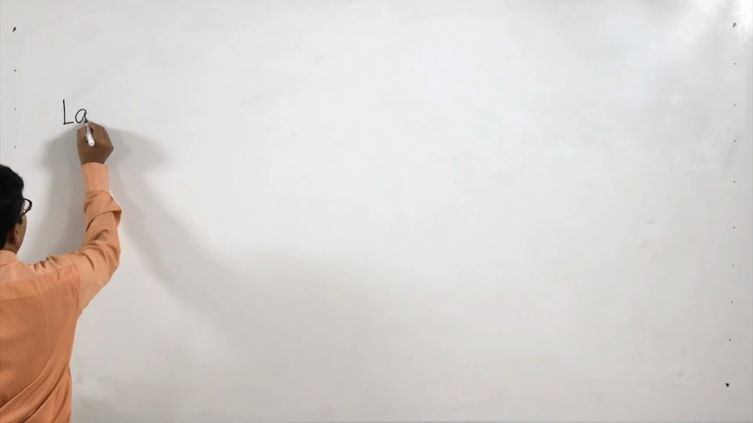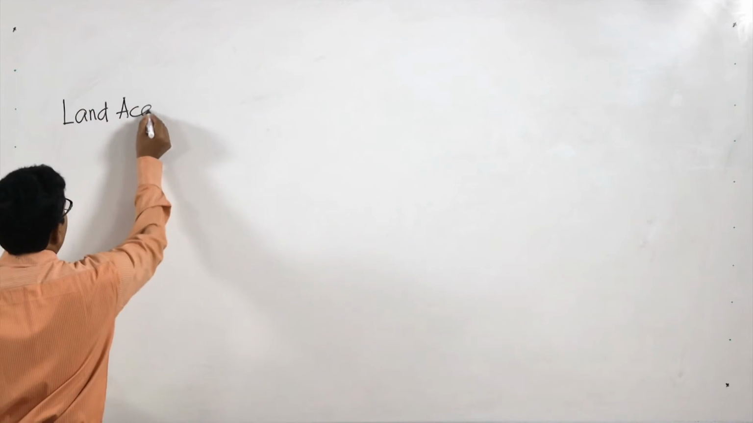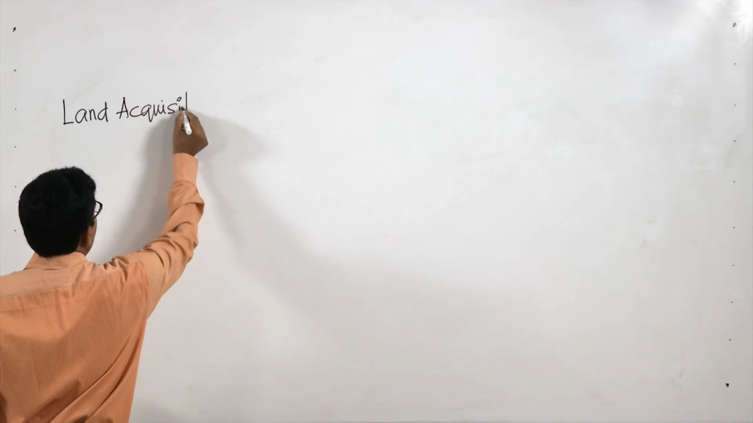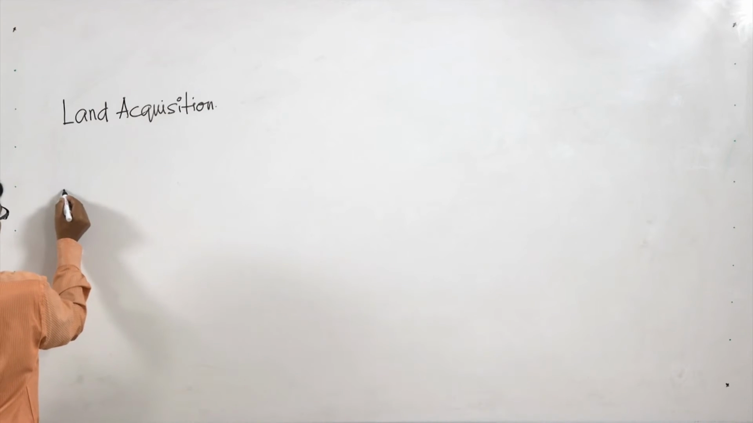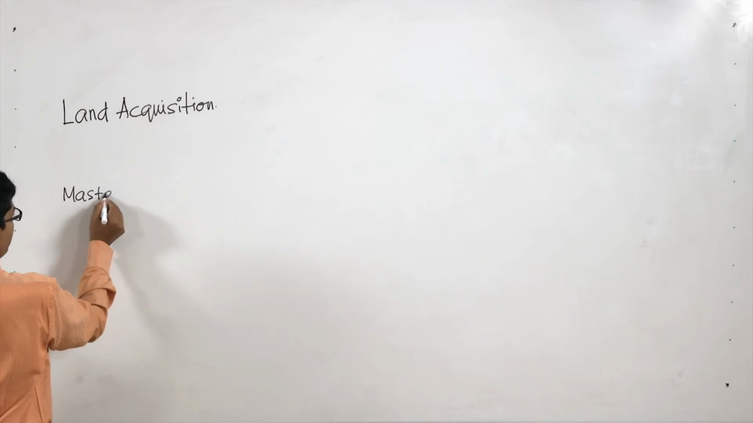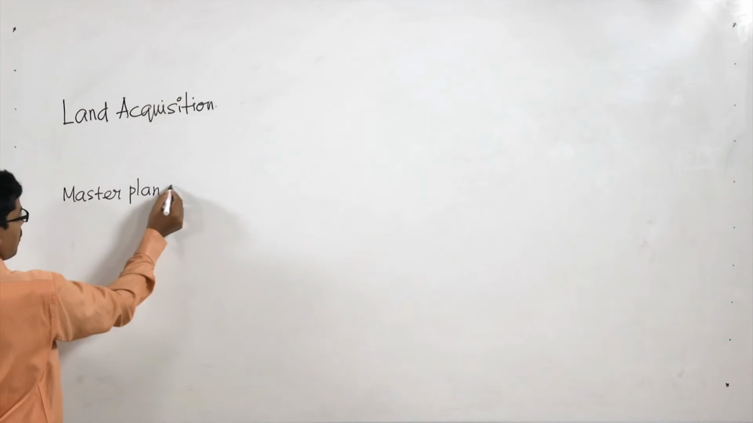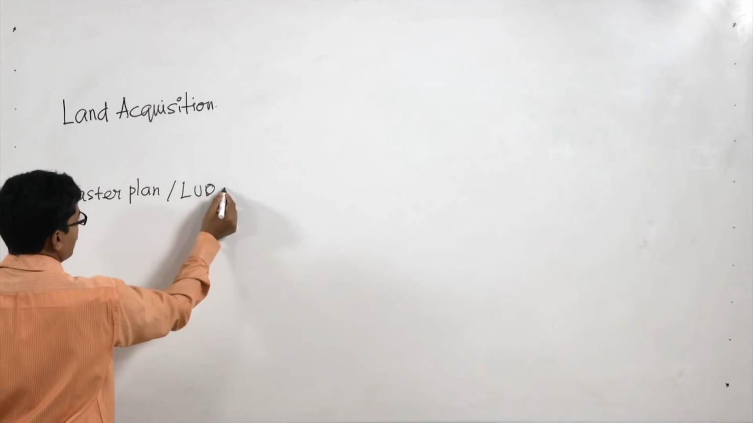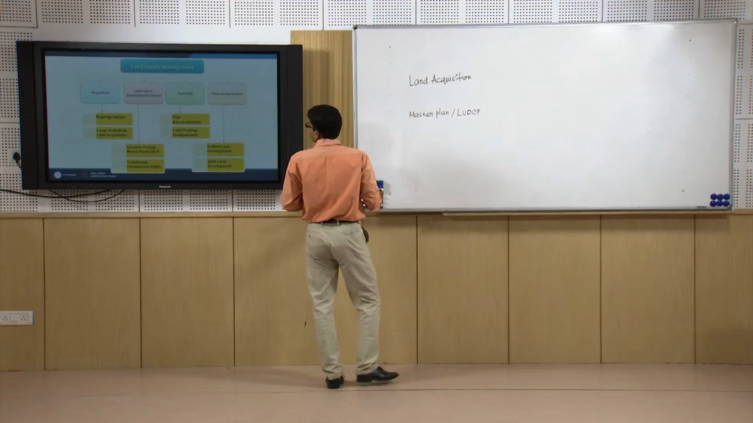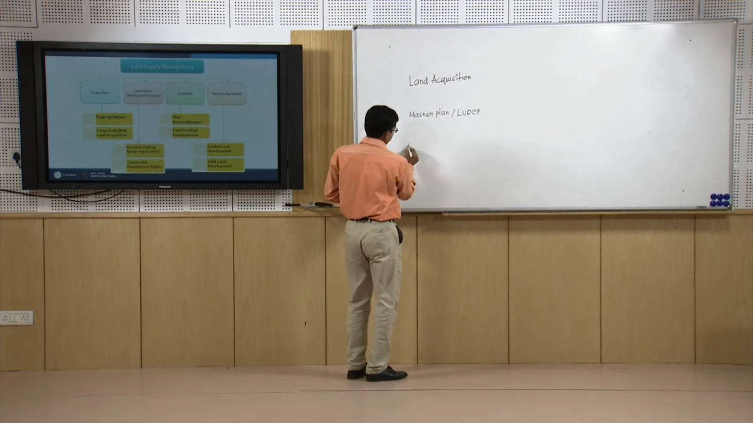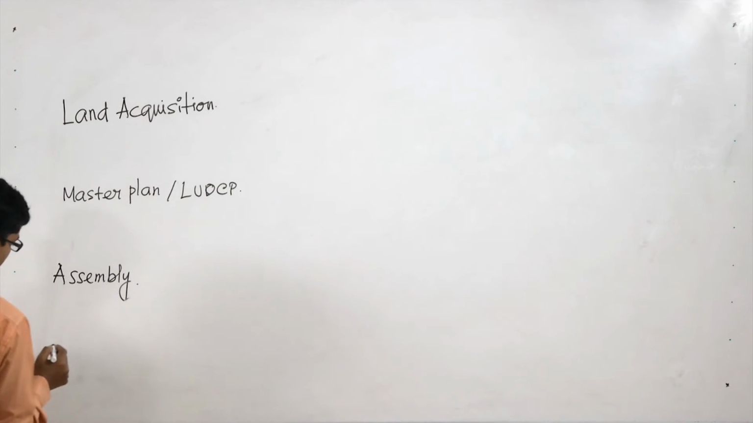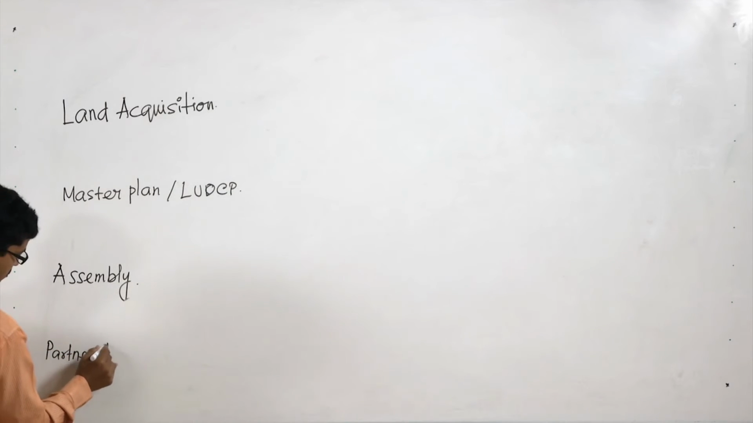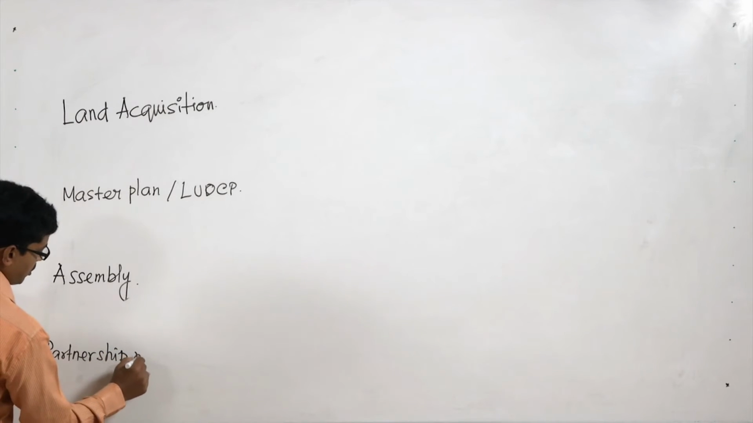So, the first category is land acquisition. And then we have the master plan or LUDCP. And in the next method we have seen plot reconstitution and land pooling, and the fourth method is the partnership model.